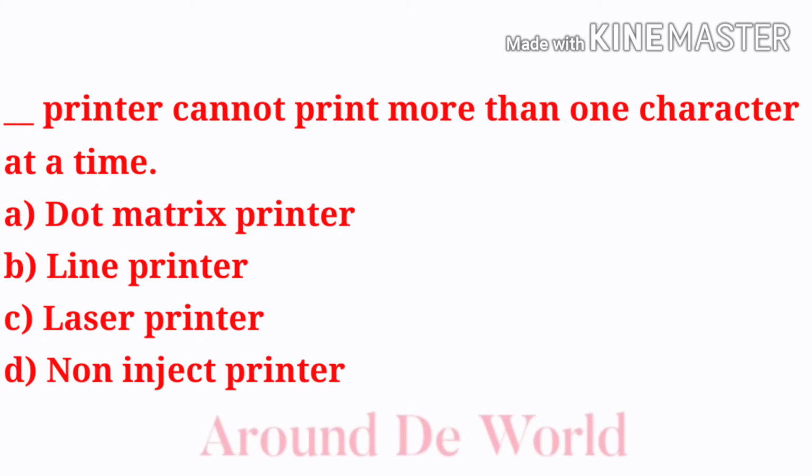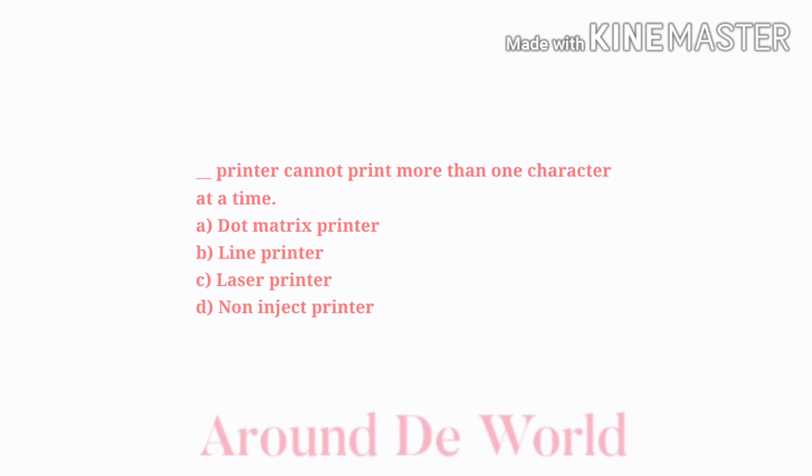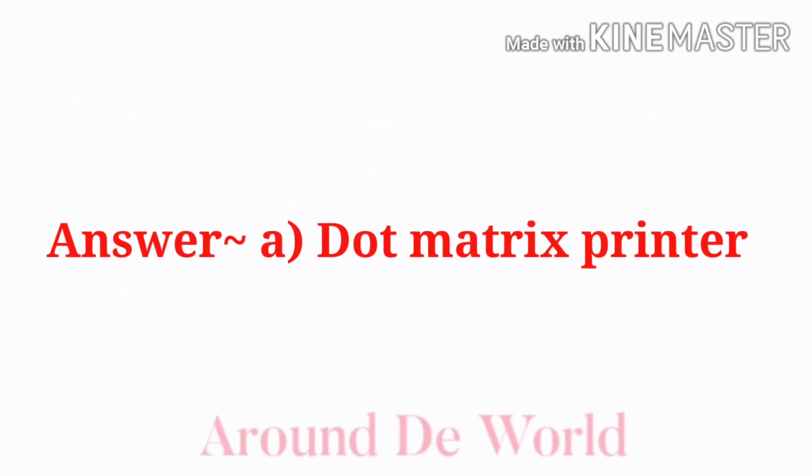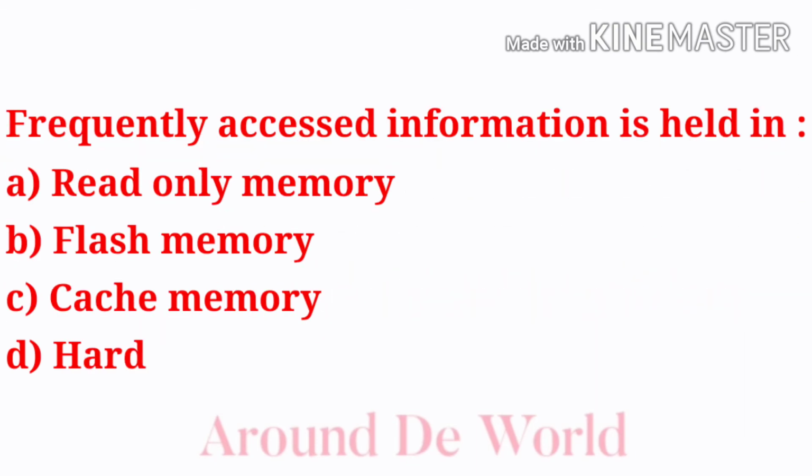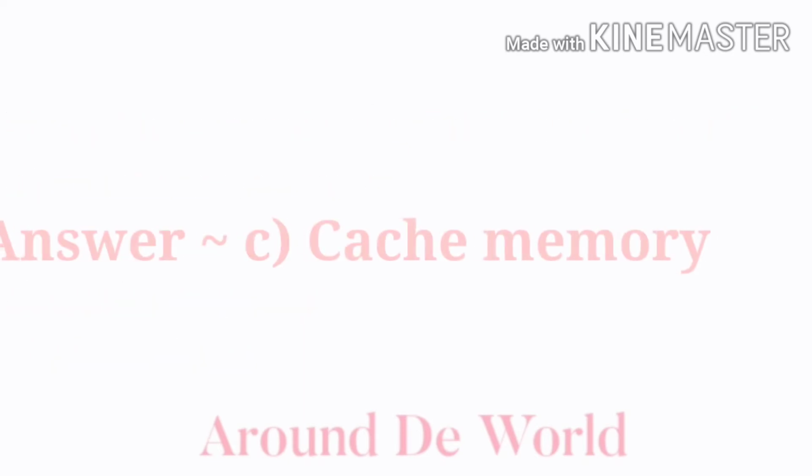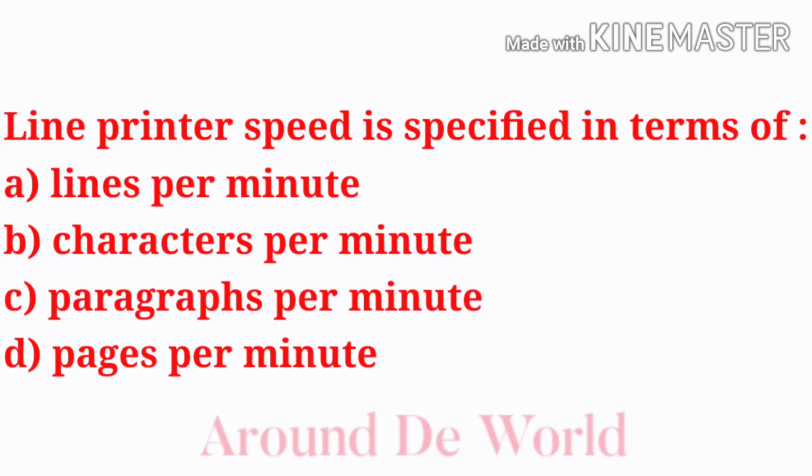Which printer cannot print more than one character at a time? A. Dot matrix printer, B. Line printer, C. Laser printer and D. Non-inkjet printer, and the correct answer is option A. Dot matrix printer. Frequently accessed information is held in A. read-only memory, B. flash memory, C. cache memory and D. hard drive, and the correct answer is option C. Cache memory.